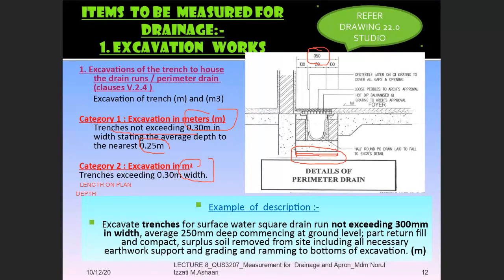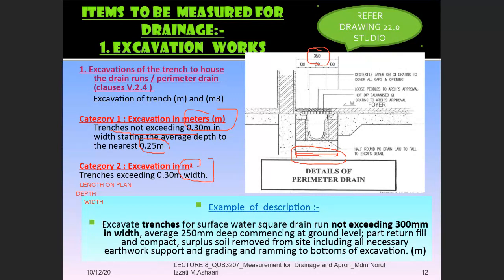Okay, look at this example of the description. Excavate trenches for surface water drain, square drain. This is actually the example given. Not exceeding 300 mm in width. So when you say not exceeding, it means first category. If it is the first category, you have to write down the average depth. But for the second category, you don't have to refer to the average depth, but you have to write down according to the clause in D.10 only.